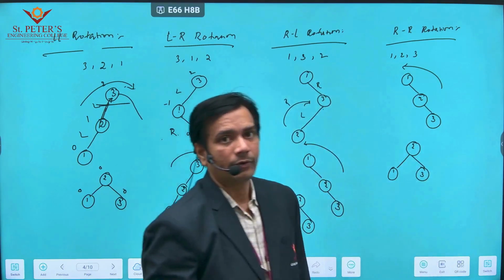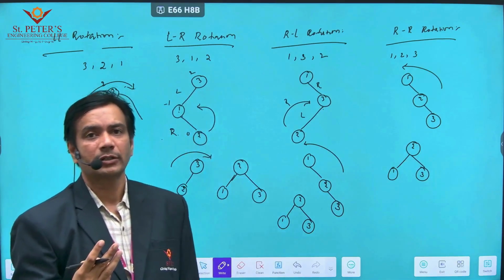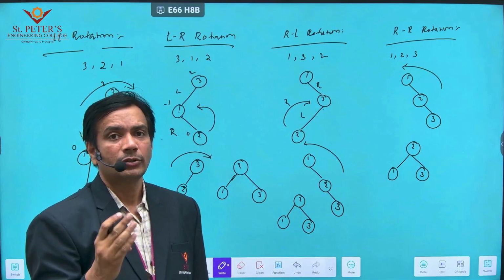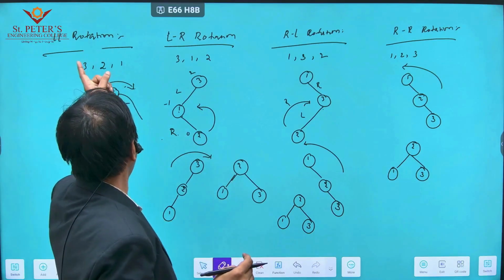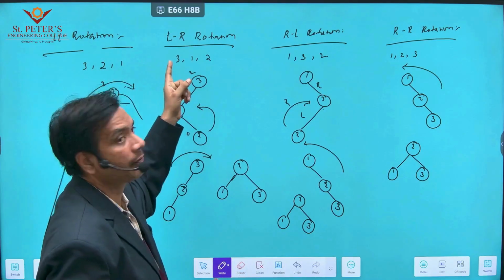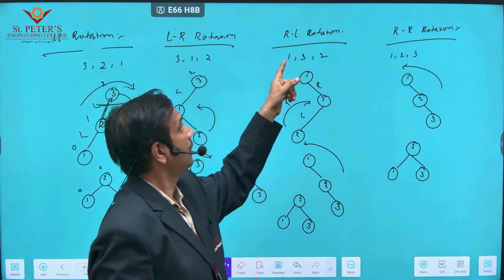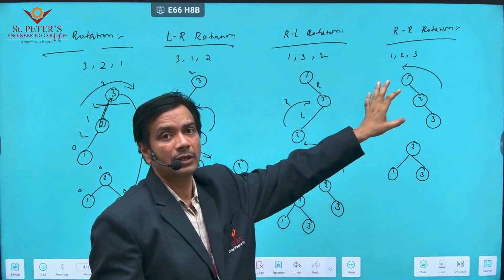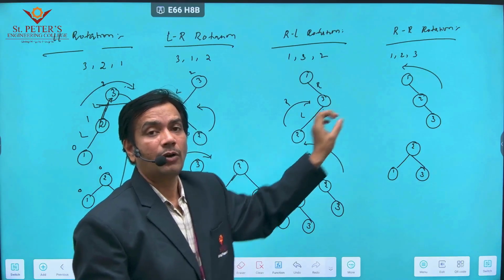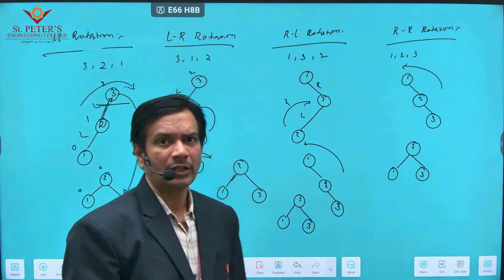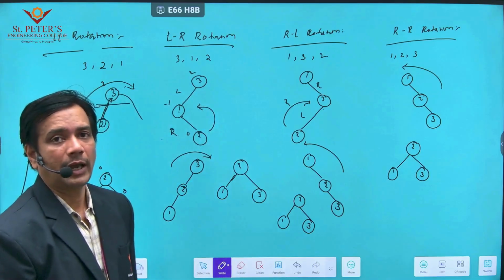So here we are performing 3 rotations, total 4 rotations. Those 4 rotations are: the first one is left rotation, the second one is left rotation, the third one is right left rotation, and the fourth one is right rotation. Now we can apply these rotations to one example.